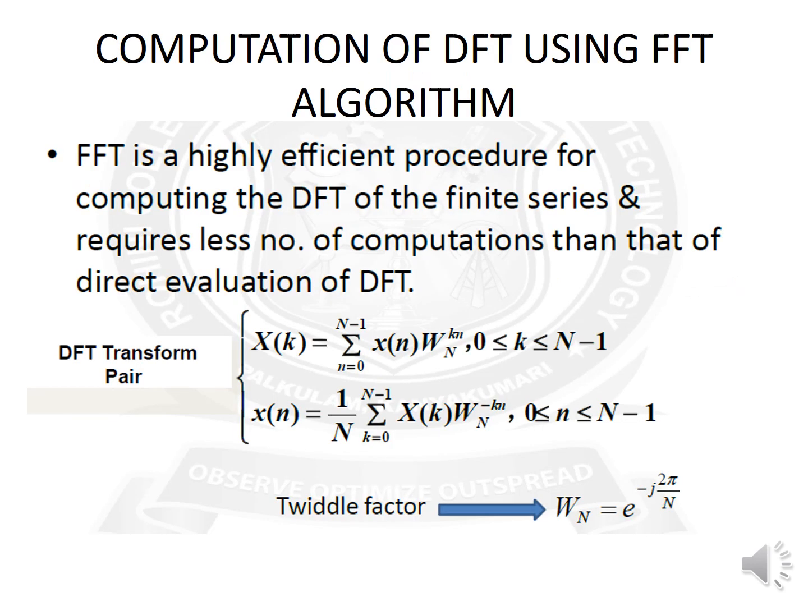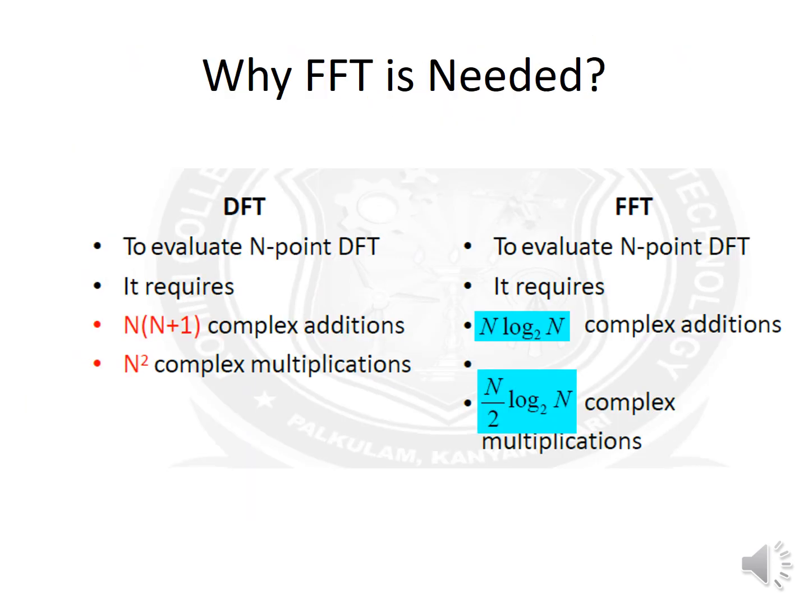Computation of DFT using FFT algorithm. Here, FFT is a highly effective procedure for computing the DFT of a finite series and requires fewer computations than direct evaluation of DFT. Here, these two equations represent the DFT pair. Already we have seen this. The two equations are written by using the twiddle factor. By using the twiddle factor, we are writing the DFT transformation pair, where the twiddle factor is given as WN equal to e power minus j 2 pi by N.